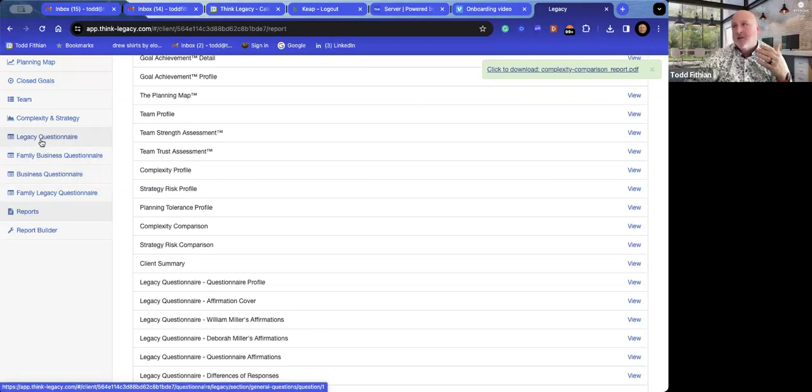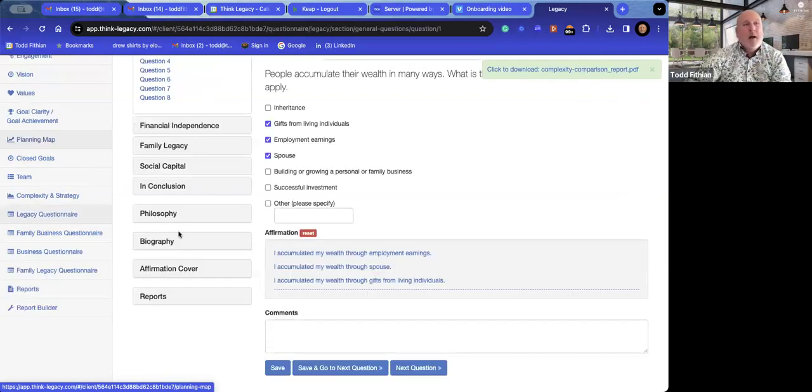And then the last thing I'll share, and I want to be respectful of your time because I know these are supposed to be half an hour. When you get into our questionnaires, we've got our legacy questionnaire, and we've got our business questionnaires for closely held family business and non-family business. Those two are pretty much identical, except the family business one has some additional questions about the family. The analysis and assessments you can do by having multiple owners in the business fill those out is super powerful.